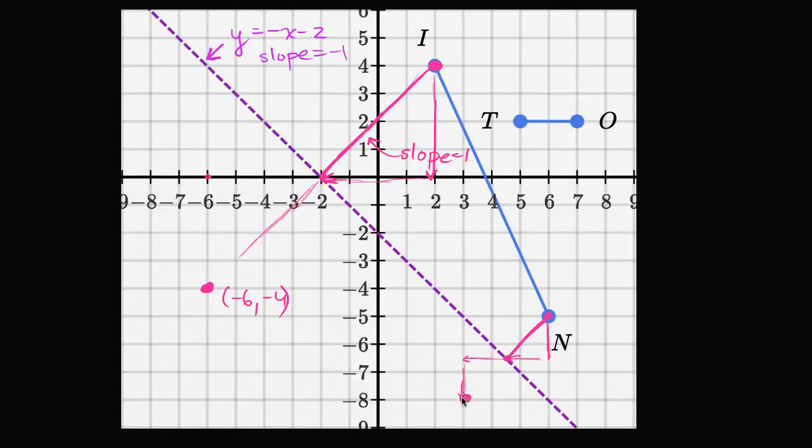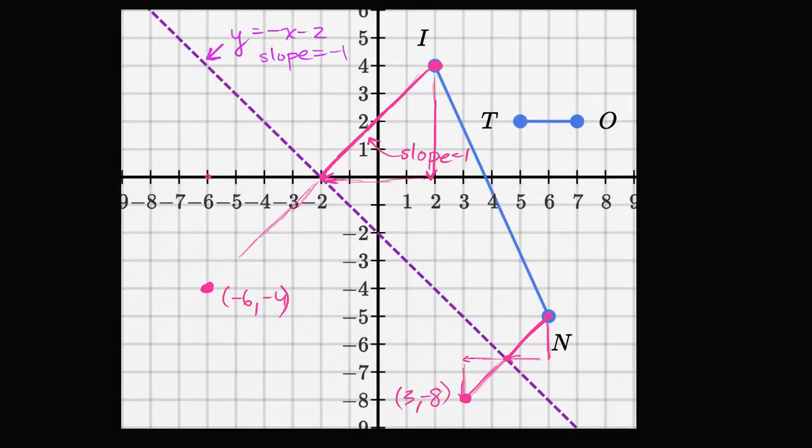And we get to this point right over here, which is the point x equals 3, y is equal to negative 8. And so we are now equidistant. We're on this perpendicular line still, but we're equidistant on the other side. So the image of IN is going to go through negative 6, negative 4, and 3, negative 8.